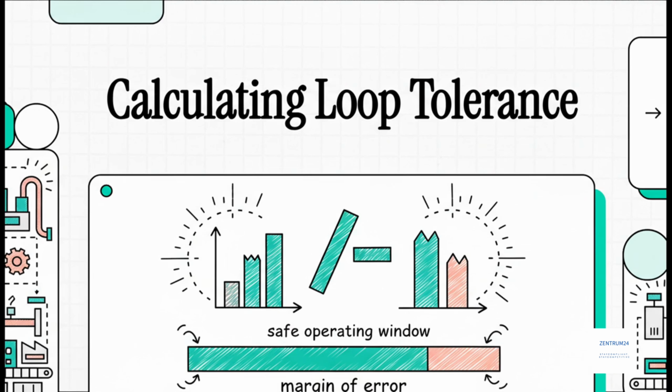In high-stakes manufacturing, every single measurement counts. But what if the numbers you rely on every day aren't telling you the whole truth? The reality is, every measurement has a hidden margin of error. So in this explainer, we're going to break down exactly how you find that margin to calculate a safe operating window, a really critical value we call loop tolerance.